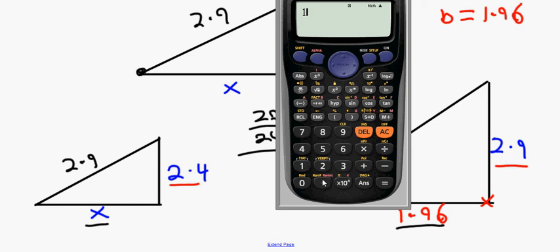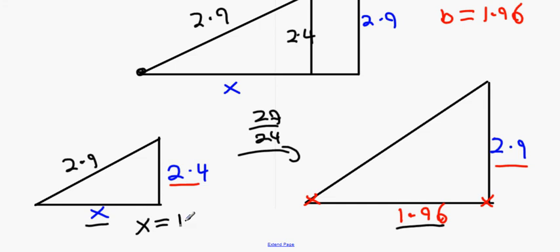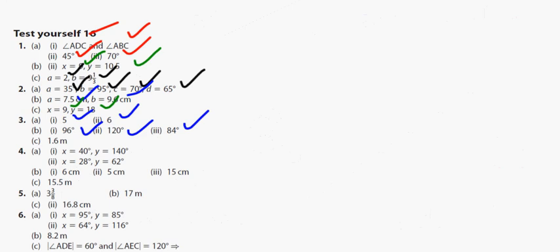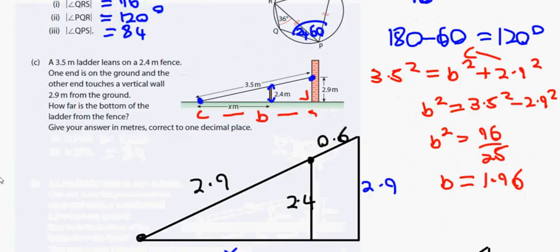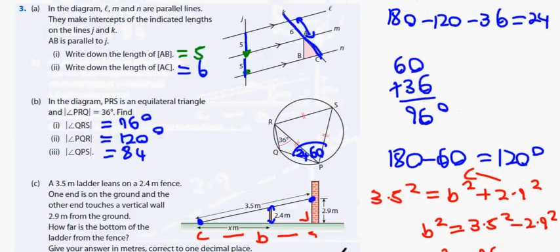So 1.96 divided by 29 over 24, we're going to make the number smaller, and what we get is 1.62. So x is 1.62 meters. Okay, let's hope this checks out. 1.6 meters. Okay, so that's 3C done. And now we're going to go on to 4A.